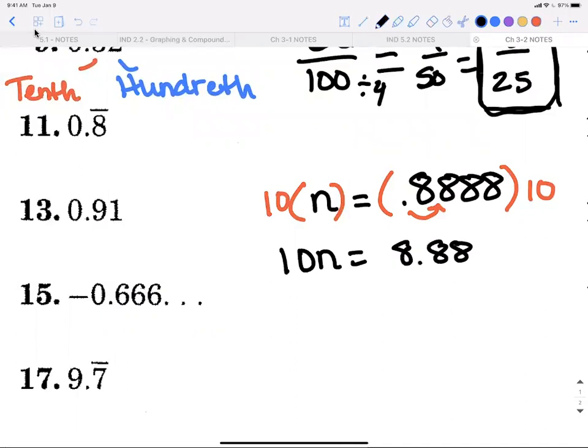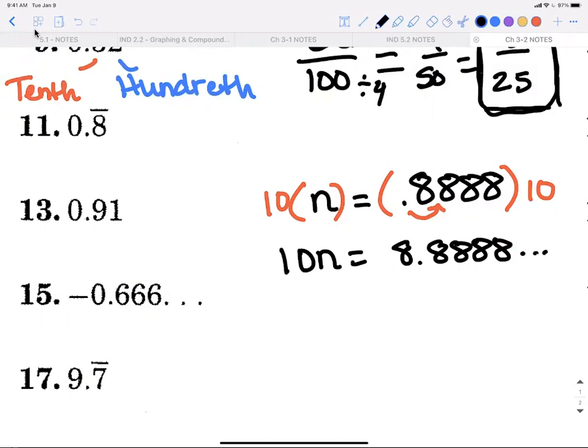0.8888, and again, it doesn't matter how many 8s you put because it goes on forever and ever. Okay, so I've multiplied both sides by 10. In doing that, I've rewritten my repeating decimal now as 8.888888. So I move my decimal over 1.